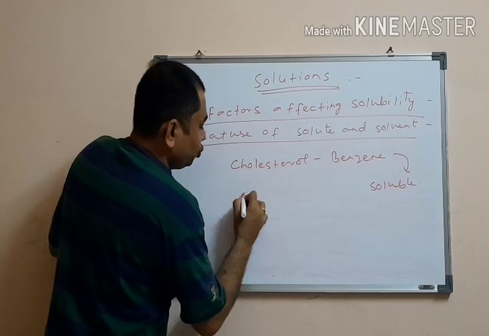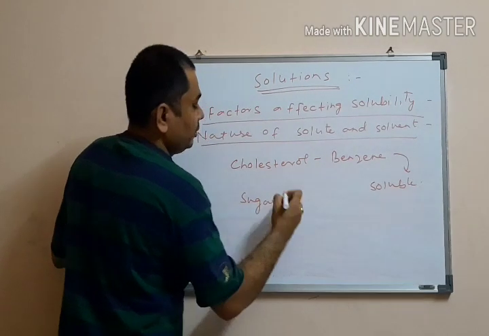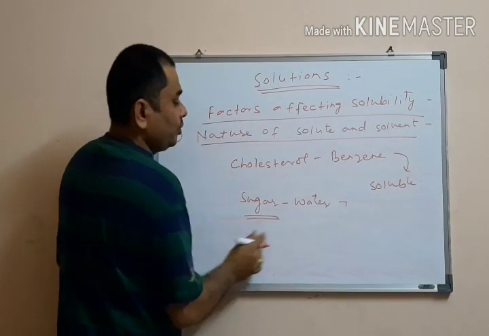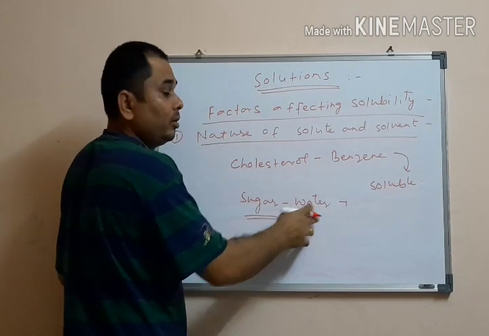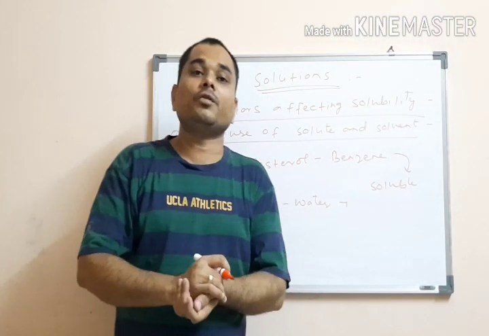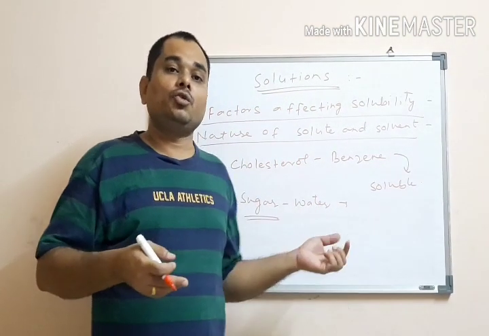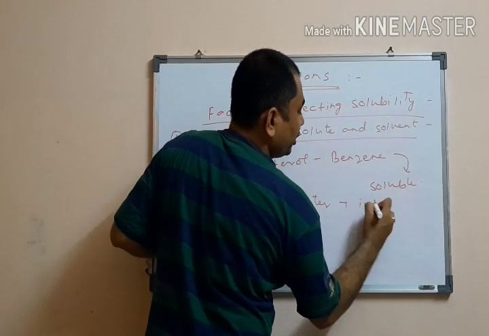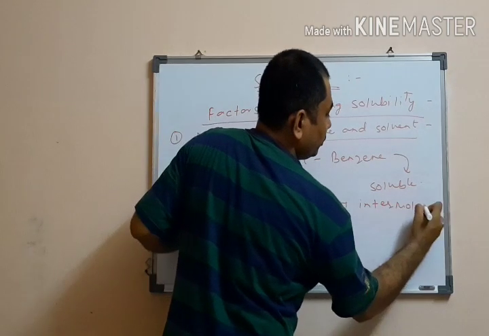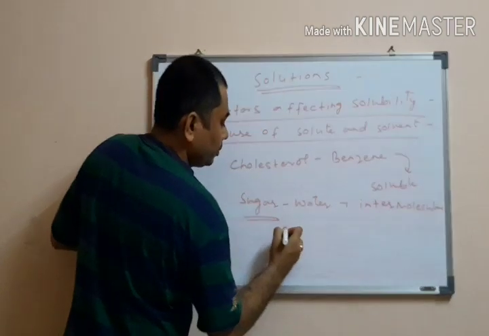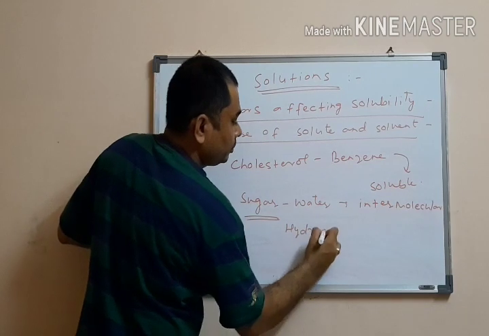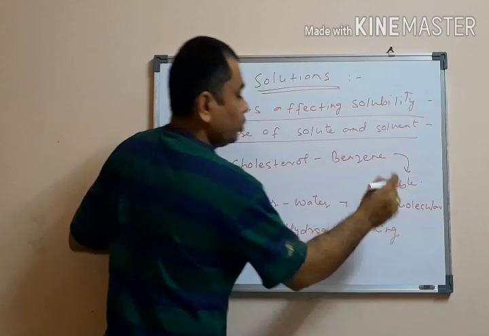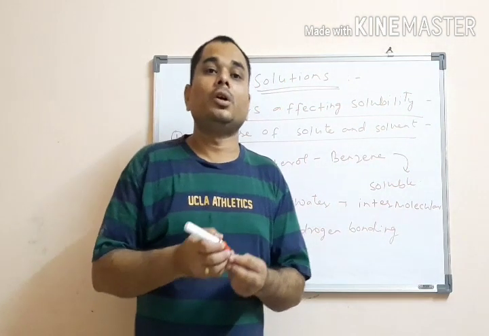Similarly, if we dissolve, say, sugar into water, what happens is, there is a formation of hydrogen bonds between sugar molecules and water molecules. Due to the formation of the intermolecular hydrogen bonds between sugar and water, they dissolve into each other. Due to this intermolecular hydrogen bonding, sugar is soluble in water.